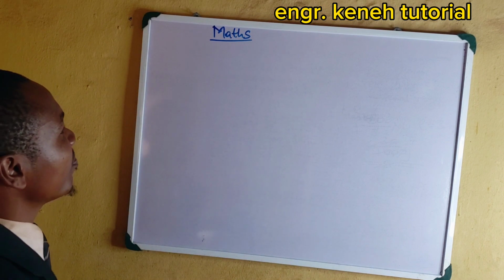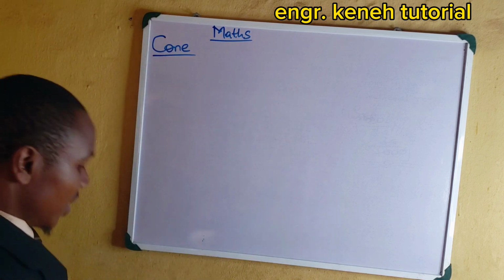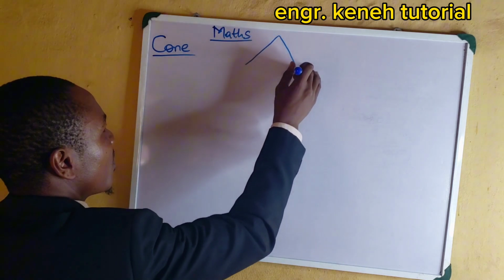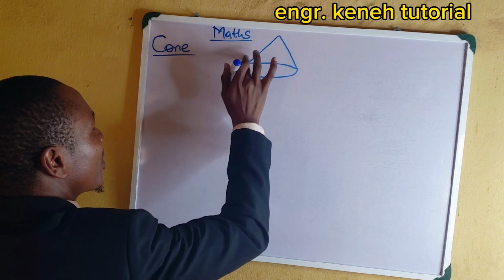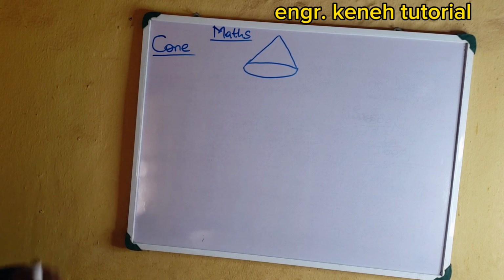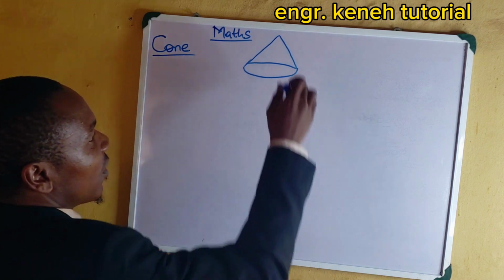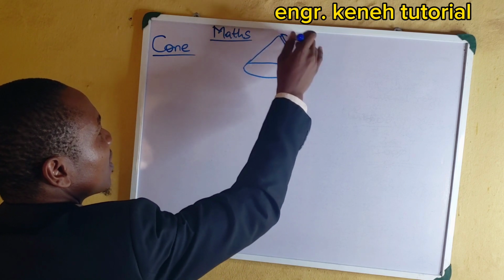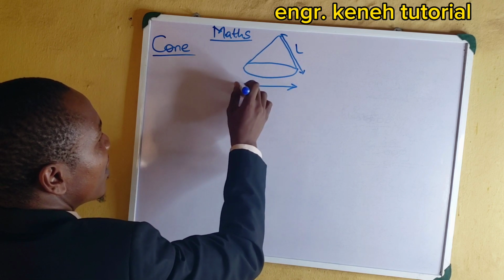All right. We have a cone. See, a cone looks like this. I believe many of us know what a cone is all about. A shape like this is what we refer to as a cone. This side, we denote it with L. This side, we denote it with D. That's the diameter of the circular part.